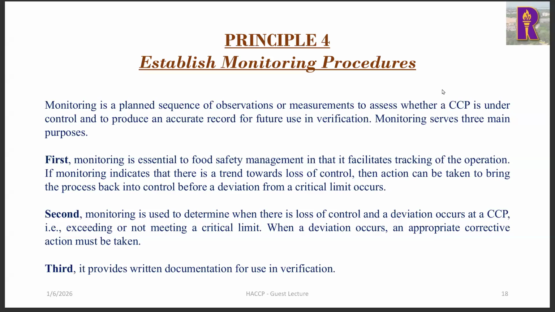This monitoring procedure is very important because it would prevent repetitive hazards. It will not allow the same hazard and the same technique or process to be repeated in this HACCP. So this helps in very proper documentation of any HACCP plan.